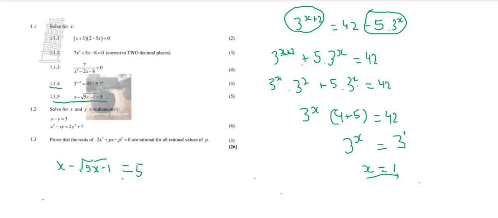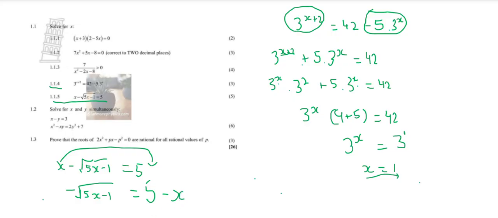Now, when you have something like this, the first thing we try is to isolate this square root. How are we going to isolate it? We're going to transpose this x to the right hand side. We're going to have negative root 5x minus 1 equals 5 minus x.